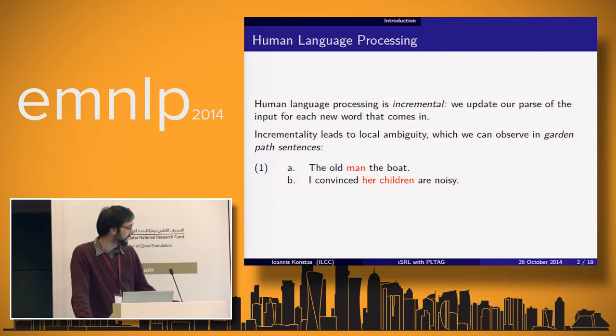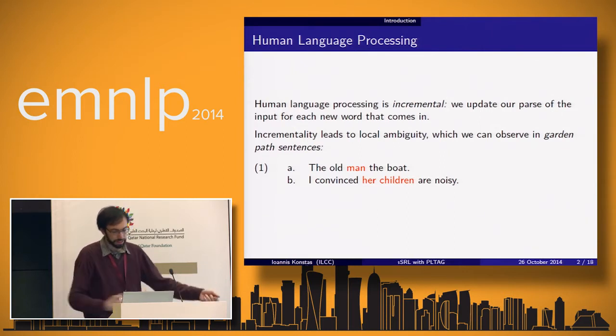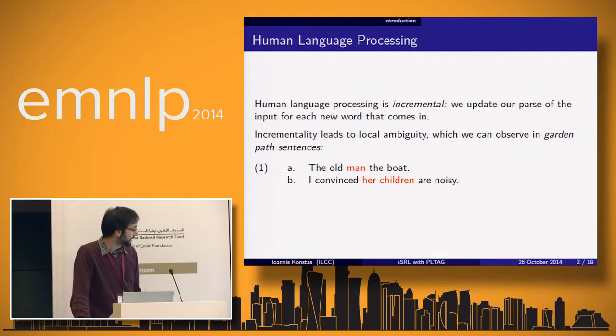The first sentence reads, "The old man the boat," and you can see that you have some lexical ambiguity there. That's the old man, has a boat, or the old people in general go on board the boat. Or you might have syntactic ambiguity, like "I convinced her children are noisy."